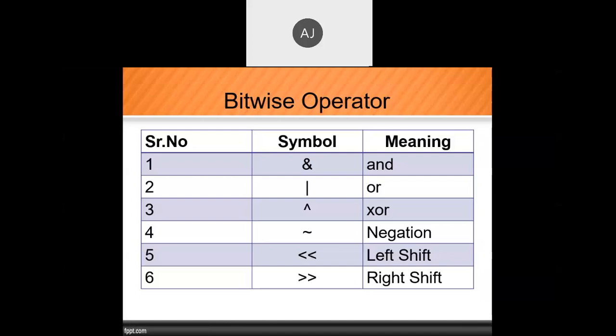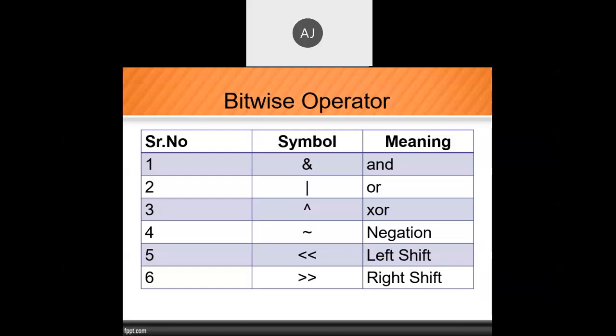Okay, in the last lecture we discussed the bitwise operators, and in that we discussed the binary operators AND, XOR and OR. Now today we'll discuss the left shift, right shift, and negation operator. So first of all, we'll discuss the negation operator. In the negation operator, we need to perform the two's complement operation.